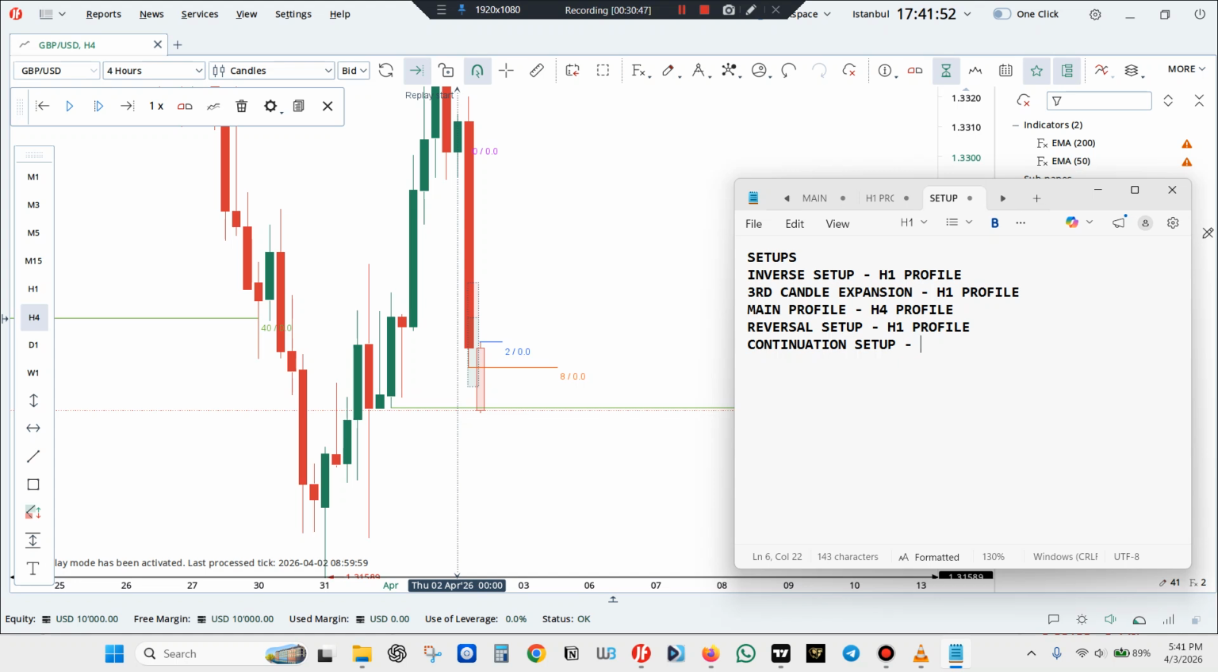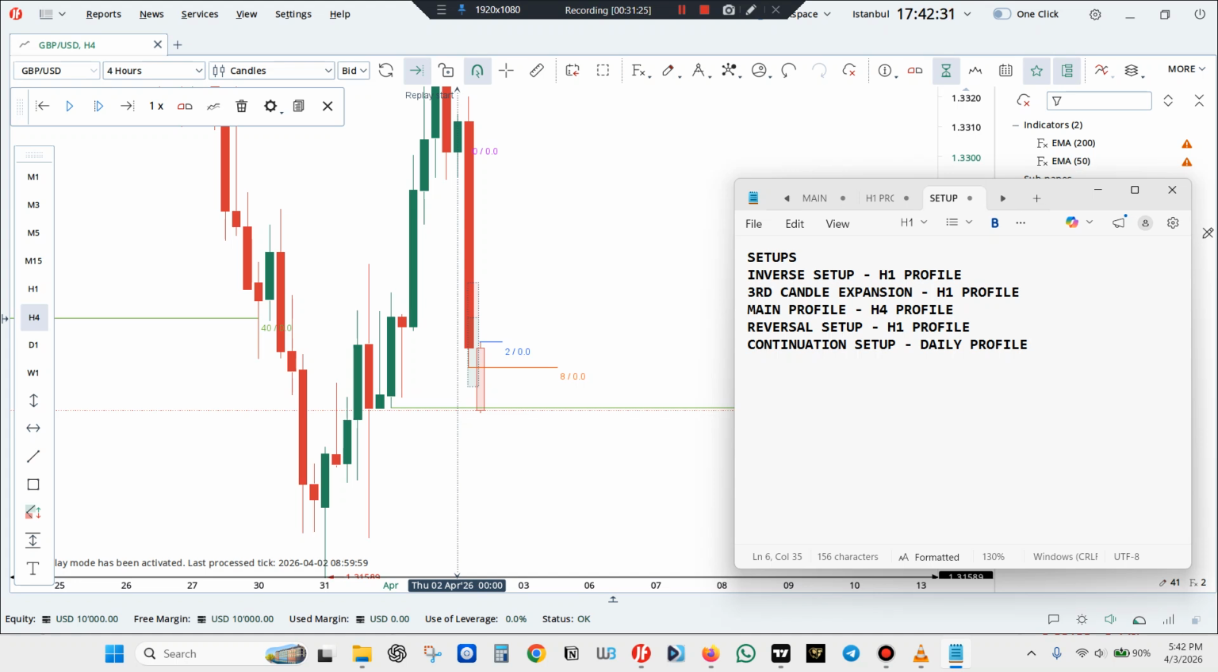And then lastly, sometimes you hunt your main profile setup for 4 hours and you do not get a setup. That means the algorithm has now changed the price delivery from H4 profile, and now the question is, which profile is higher than H4? And the answer is daily profile. So you see, if you've mastered H4 profile, there's a way you can navigate back to H1 profile, and there's a way you can navigate forward towards daily profile.